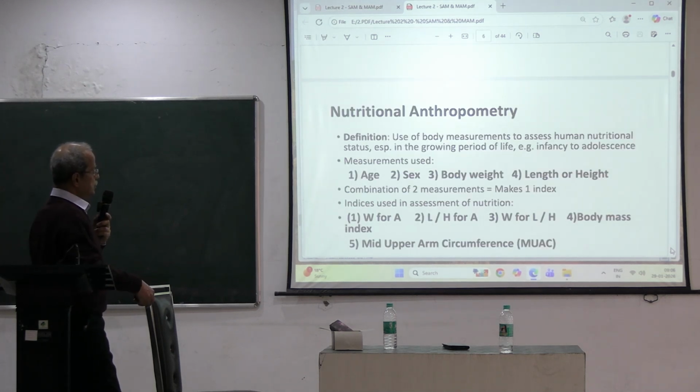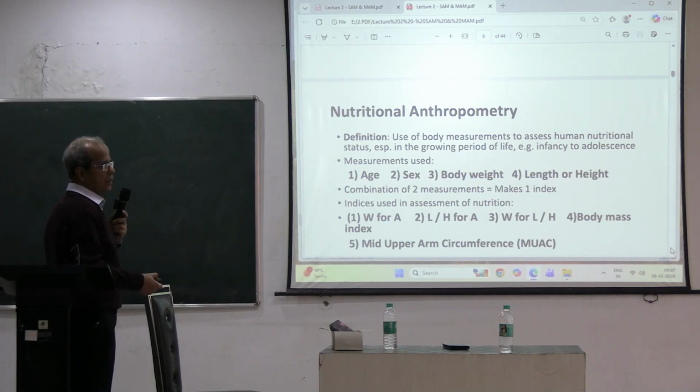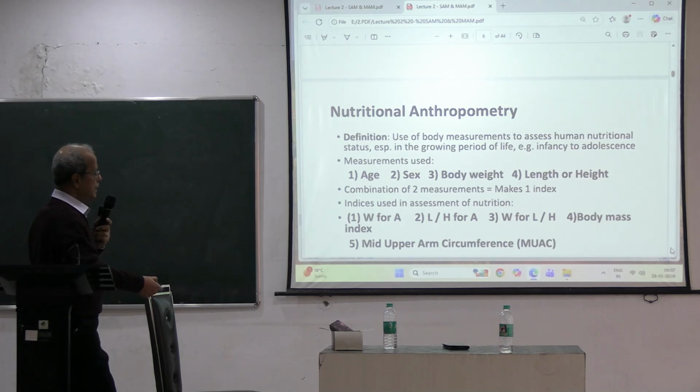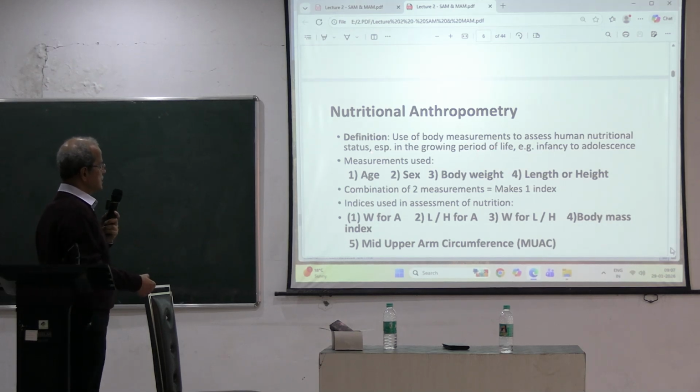Concept of nutritional anthropometry. What is the definition? Use of body measurements to assess. Body measurement means body weight, length or height. Why length or height? Below 2 years, we often say that the length is to be measured, supine length. And above 2 years, we measure the height. Okay. So the definition is the use of body measurements to assess human nutritional status, especially in the growing period of life, that is infancy to adolescence.